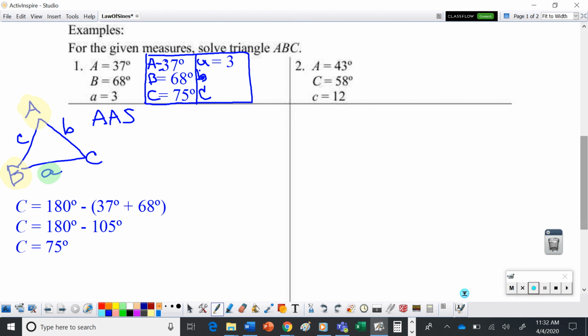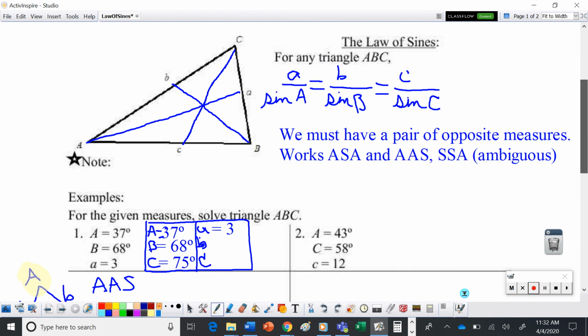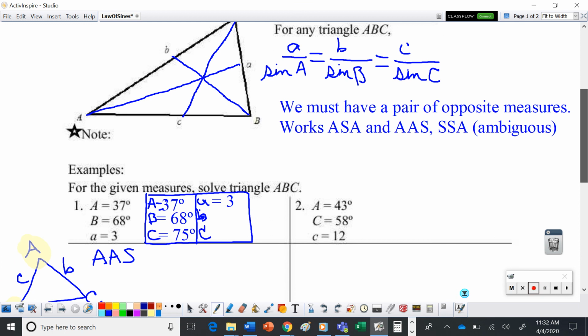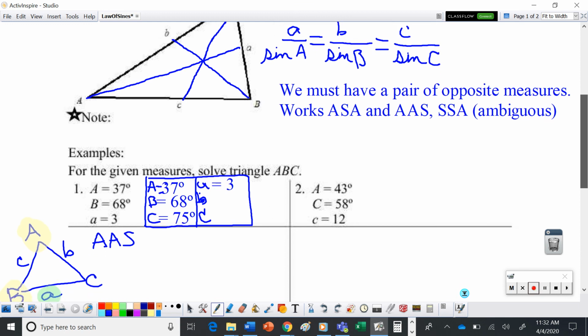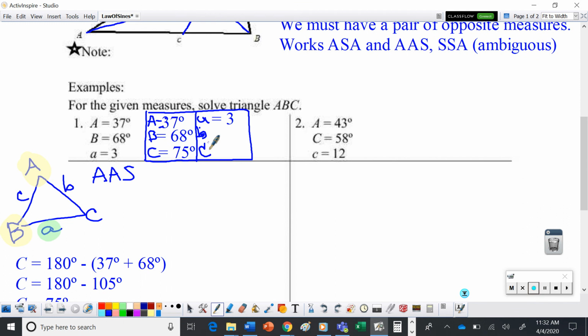So what we're going to do is come back to the law of sines. We're going to use A over sine of A equals B over sine of B equals C over sine of C. So we'll always start out with the formula. Anytime you're going to use a formula, write it down. So A over the sine of angle A is going to be equal to, let's find B first, so B over the sine of B.